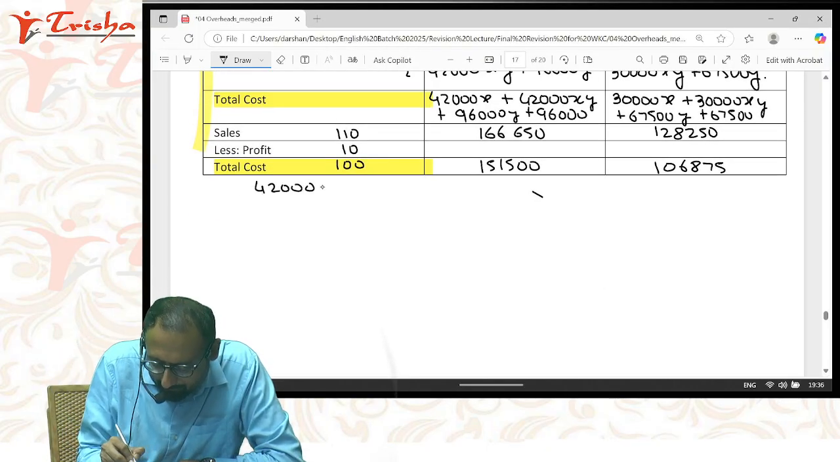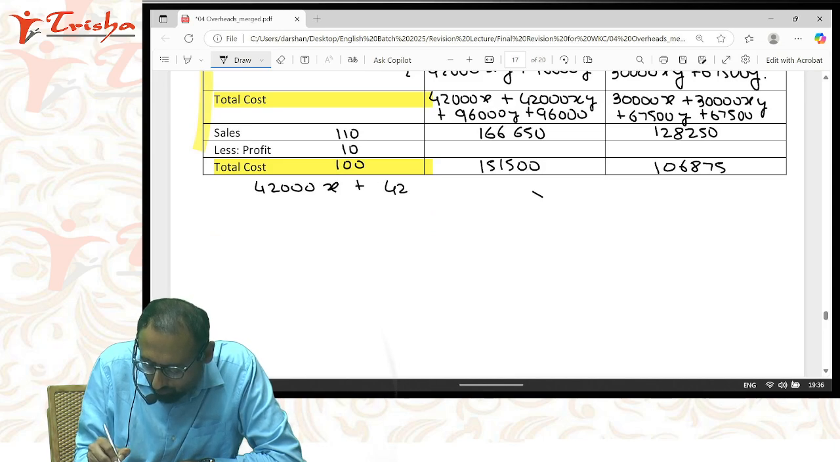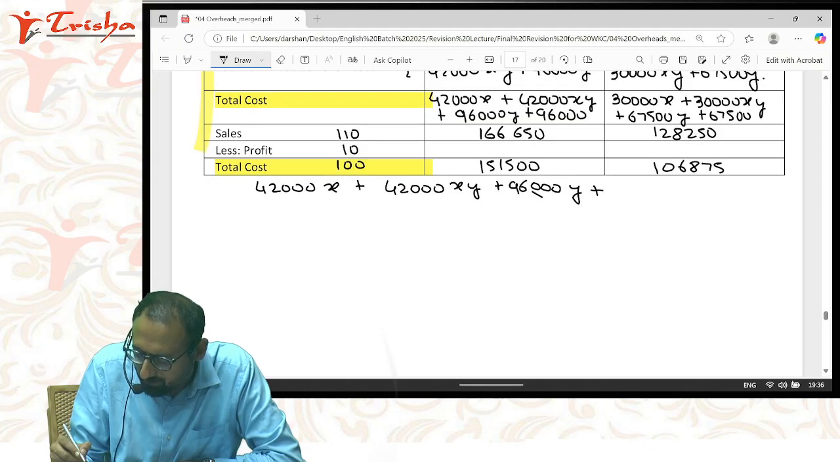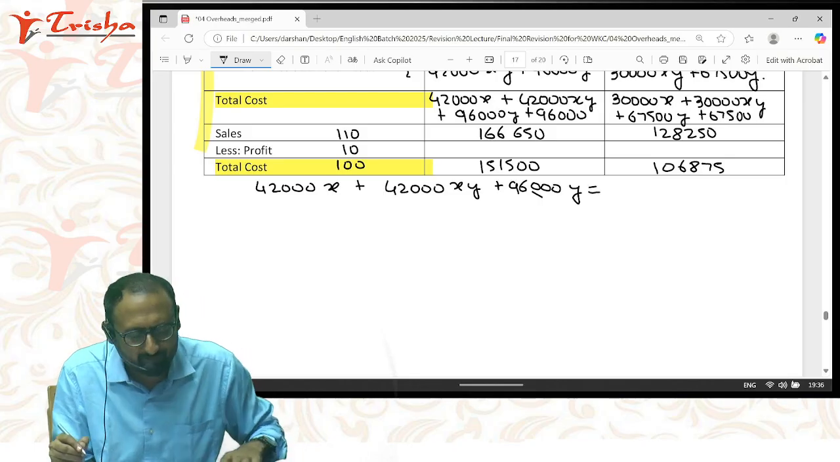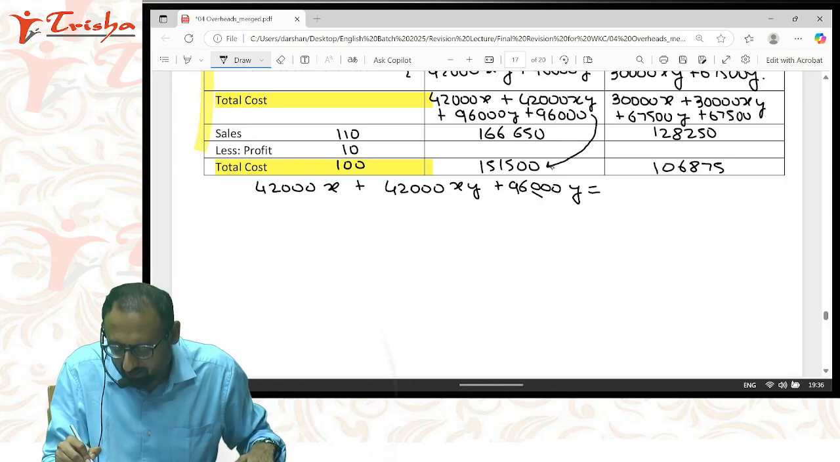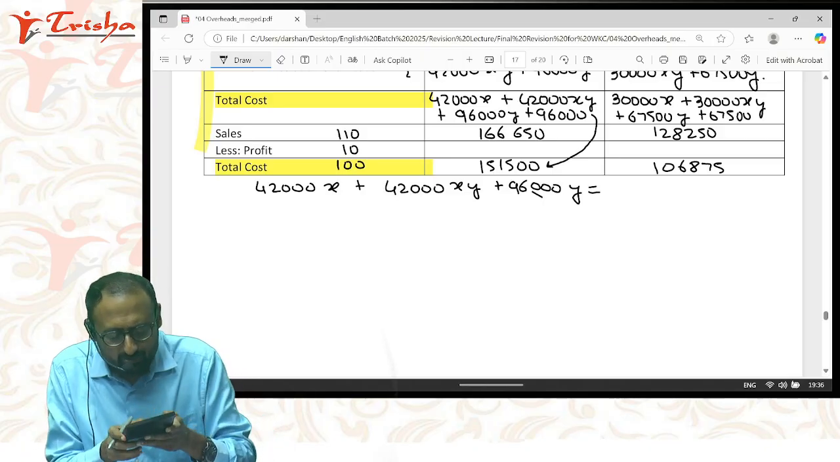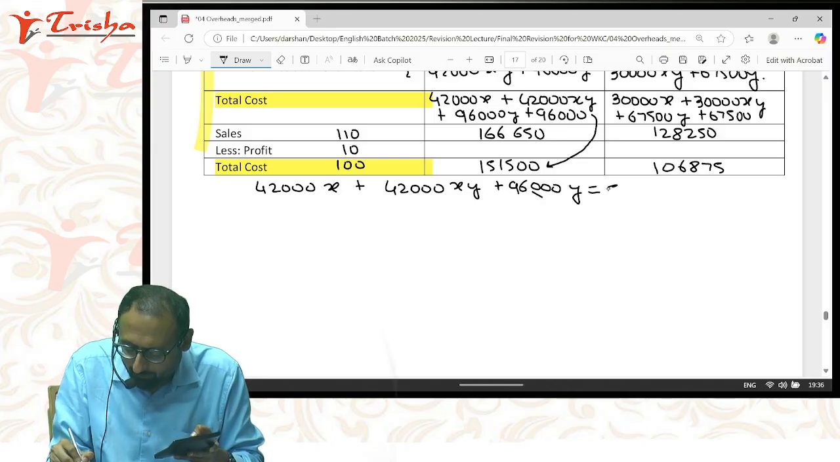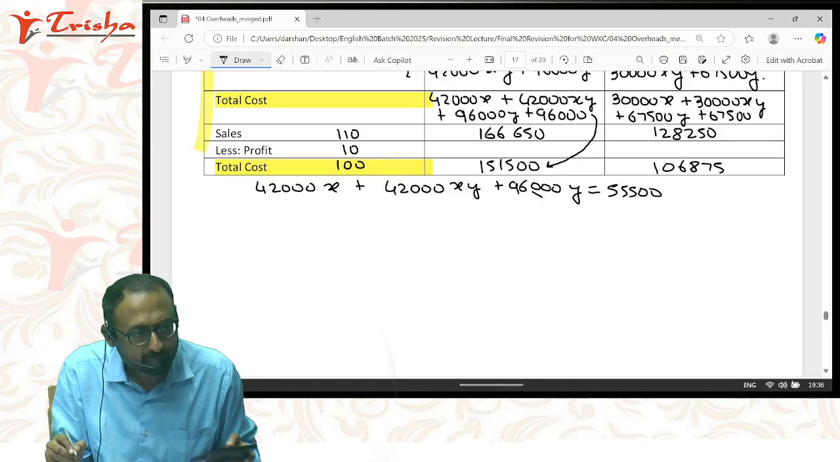42,000 X plus 42,000 XY plus 96,000 Y plus... I'll do one thing. I will not waste my time in examination. I will directly shift this 96,000 to the right hand side. So 151,500 minus 96,000, my answer comes to 55,500.